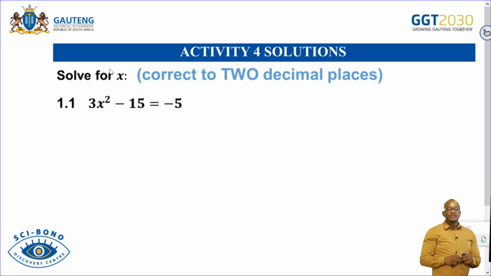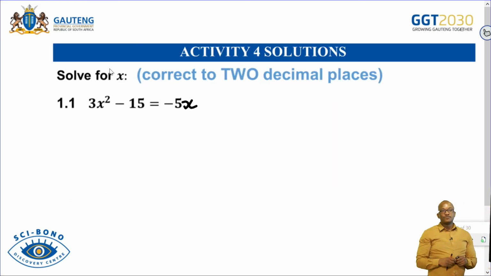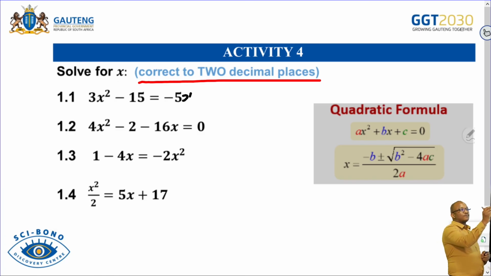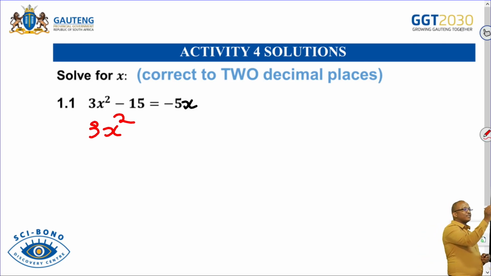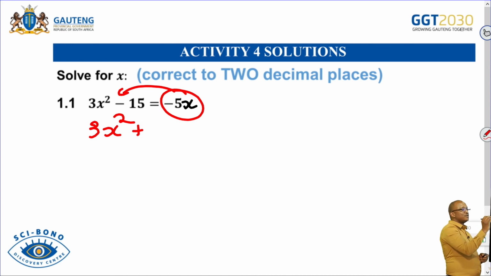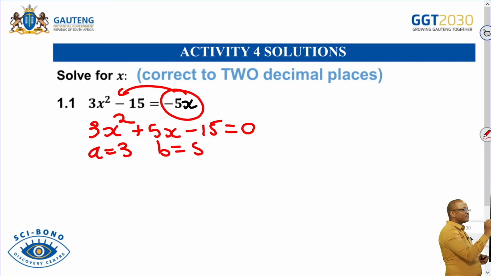squared, 3x squared minus 15x is equal to, here it's supposed to be negative 5. Yes, it's supposed to be negative 5. Okay, so we can fix that one. And moving forward, you will have to say 3x squared, as we transpose this, it's going to be positive 5x minus 15 is equal to 0. Then we know that a is equal to 3, b is equal to 5, c is equal to negative 15.